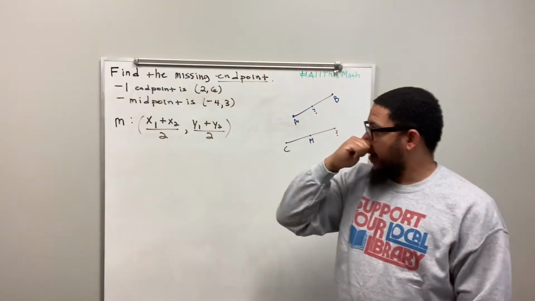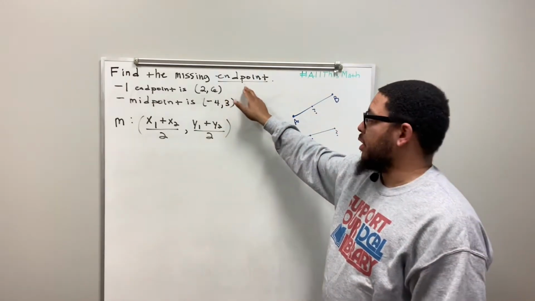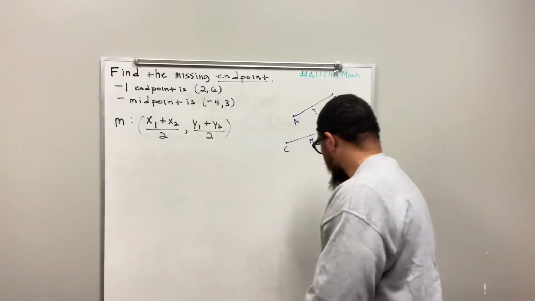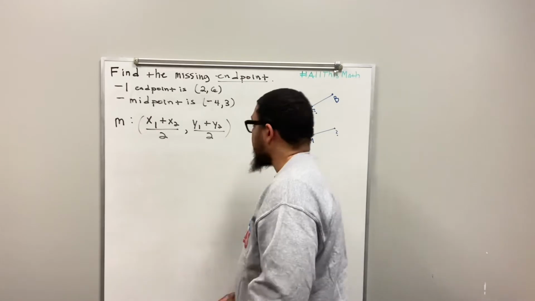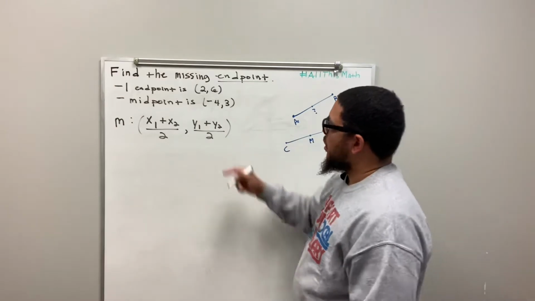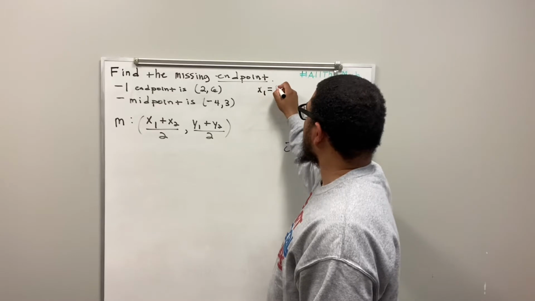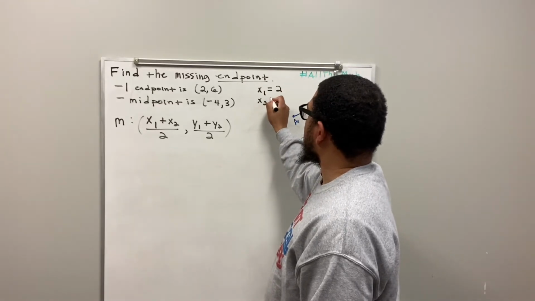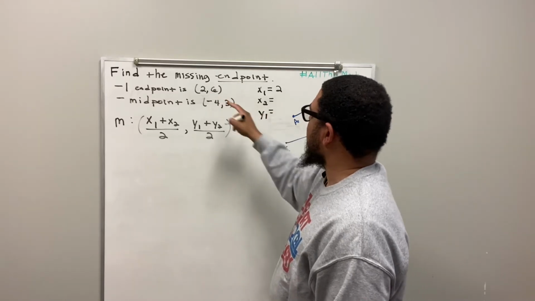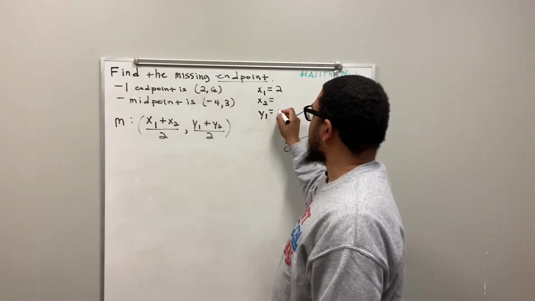But this is what it looks like. Let's take a look at the information we're given. We're told to find the missing endpoint. So one of our endpoints is (2, 6). What I want to do is label what's my x1 and what's my y1. So I'm going to say x1 equals 2. Now, what's x2? We'll talk about that in a second. What's y1? y1 is 6, because remember, x1 always goes with y1. So if x1 is 2, y1 is 6.